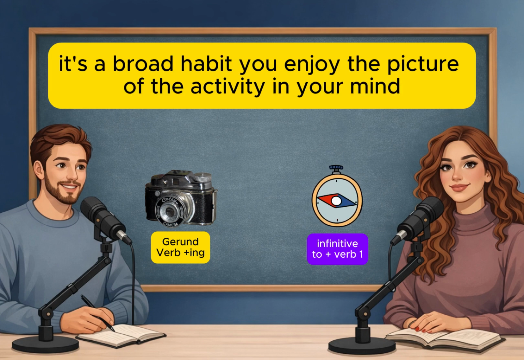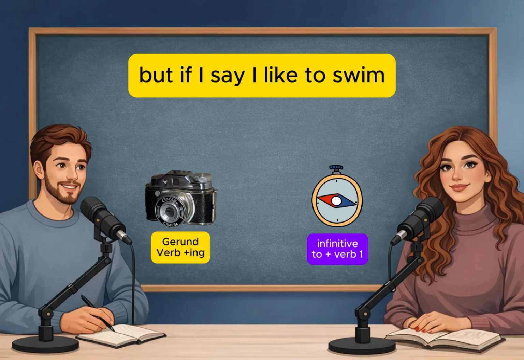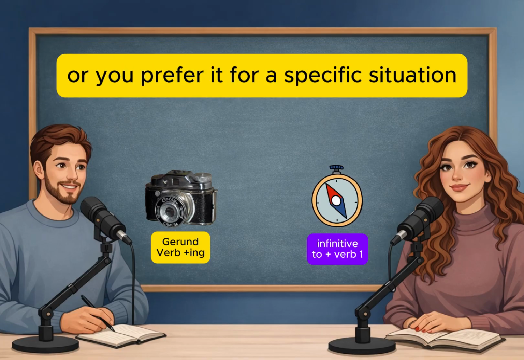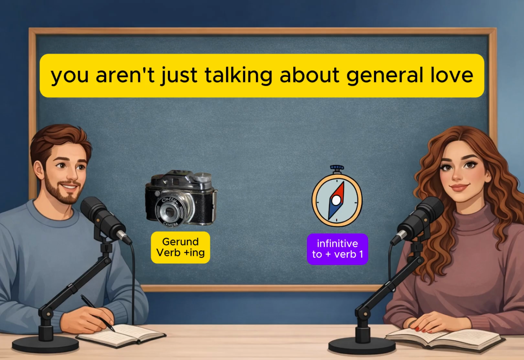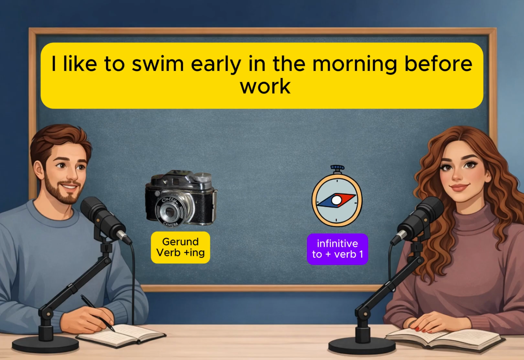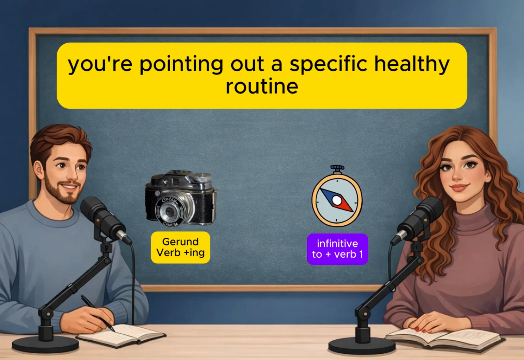You enjoy the picture of the activity in your mind. But if I say, I like to swim. The infinitive shows you think it's a good idea or you prefer it for a specific situation. You aren't just talking about general love. Give me an example. You might say, I like to swim early in the morning before work. You're pointing out a specific, healthy routine.